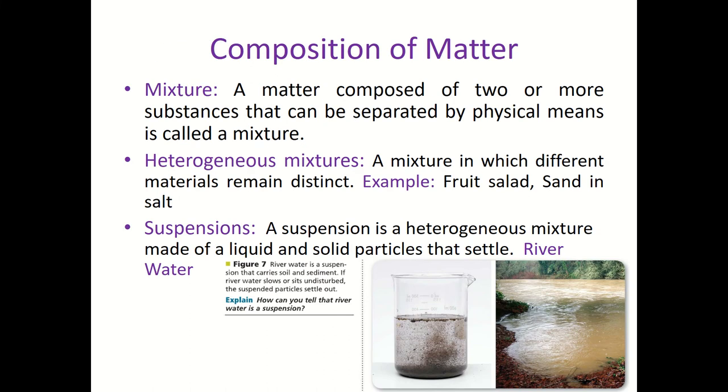Okay, let's now move on to the next topic, which is called the mixture. And what is a mixture? A mixture is a matter that is composed of two or more substances that can be separated by physical means, okay? So a mixture is something that can be separated by physical means. As I mentioned, let's say that you have a fruit salad or a dish of salad. You can remove the components. You can remove the strawberry from the apples, from the bananas, right? With your hands or with a spoon or a fork. That's called a physical means.